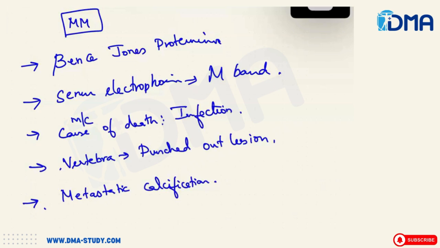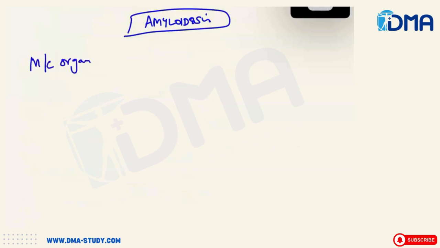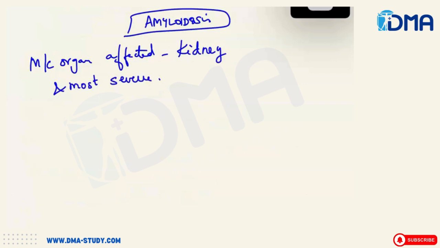Then coming to amyloidosis. The main organs affected in amyloidosis are the kidneys. The most common organ affected would be the kidney, and it is also the most severely affected. The other organs: in the liver, it can cause hepatosplenomegaly. In the heart, it can lead to arrhythmia or a restrictive cardiomyopathy. In joints, it can lead to carpal tunnel syndrome. Depending on the level of problem, this can happen.